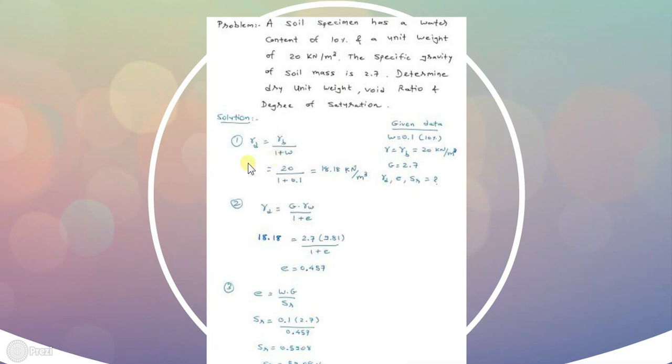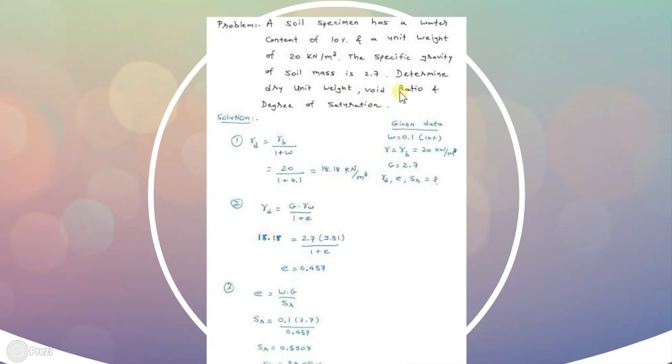Again, if you remember the formula, you will easily get the solutions of the problems. So please try and remember all the formulas. Okay, gamma D is equal to gamma B upon 1 plus W. Gamma B is given, 20 kilonewton per meter cube. Water content is given as 10% or 0.1. So dry unit weight comes as 18.18 kilonewton per meter cube.